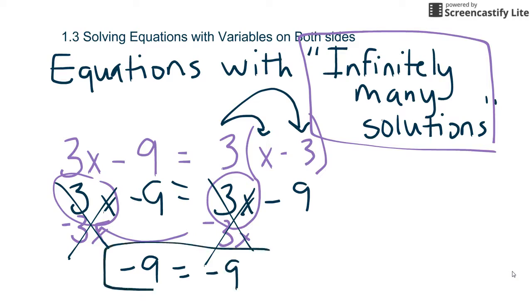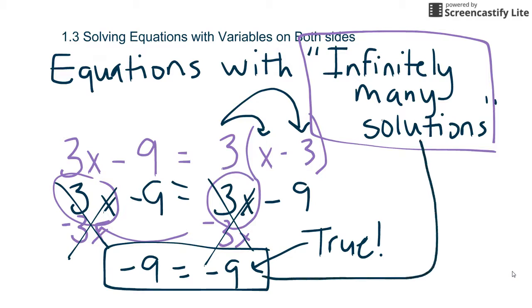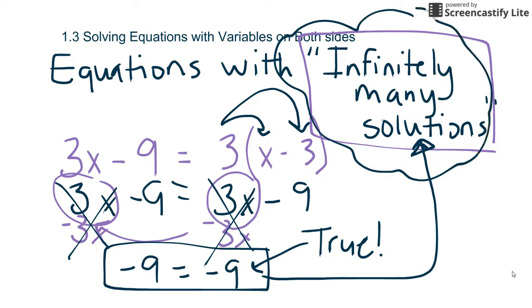So again, the answer is not negative 9. The question is, is this a true statement or a false statement? This is true. Negative 9 always equals negative 9. So if you end up with something like this, it means that any number that you pick can go in for the equation and work. So you don't choose a random number and say, well, this one will work. You just write infinitely many solutions.